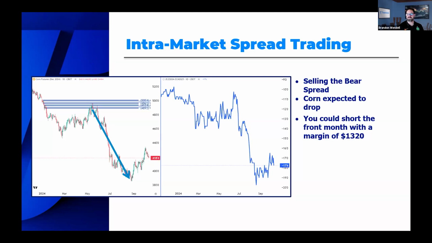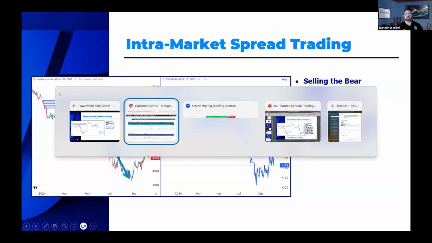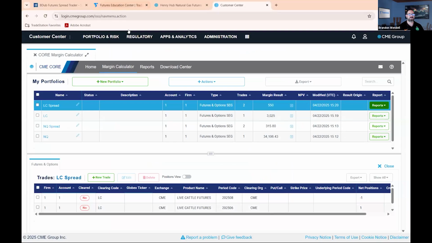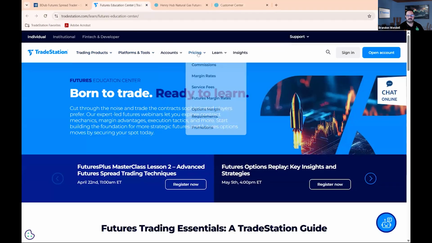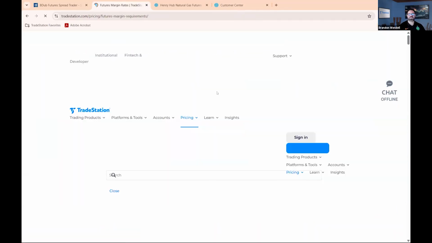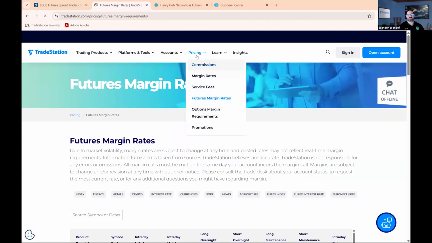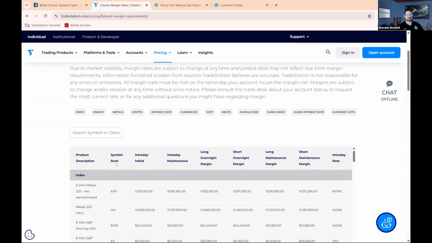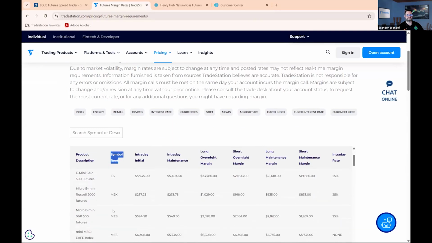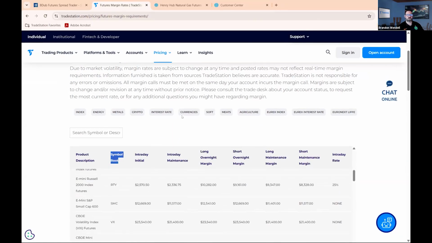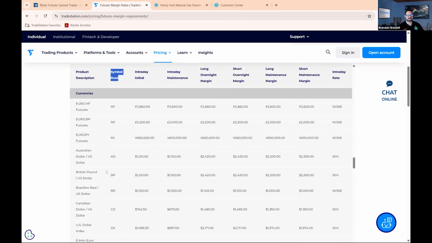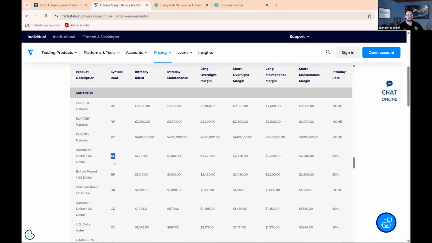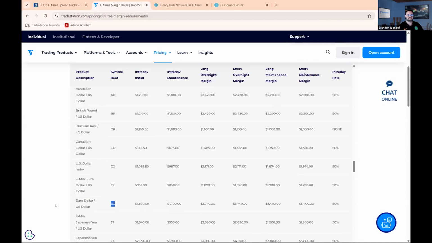As far as the symbols to find them, the easiest way to find them is actually on the TradeStation website, to be honest with you. If you go to TradeStation, under pricing, futures margin rates, you'll see symbol root. Those are the symbols that TradeStation uses for all these securities. Go to currencies, and you can see that they're using the pit symbols like AD, CD, EC. Those are a little different than the Globex symbols that some other places use.